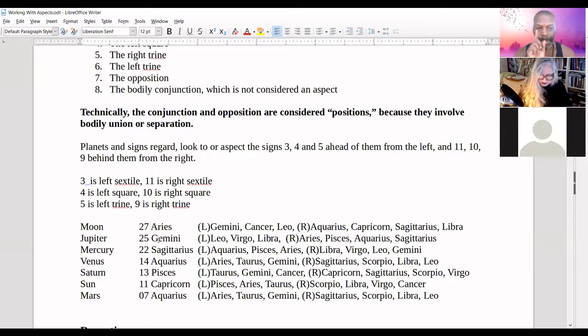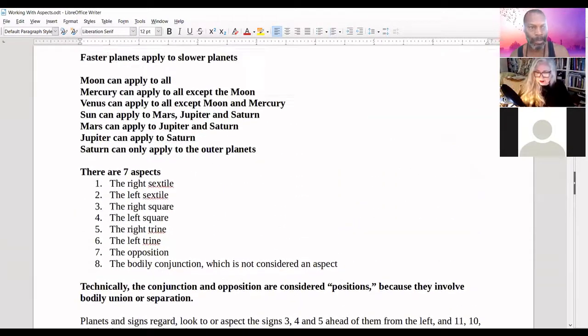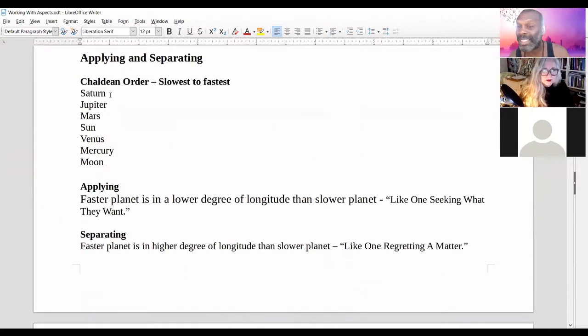So let's take it one at a time via the Chaldean order, okay? Chaldean order starts with Saturn and ends with the moon. That means that Saturn cannot apply to anybody, right? Keep that list in front of you. So now we have what, 4 lists to keep in front of us? We've got the Chaldean order, we've got the numerical order, we've got the who can do what to whom, and then we have exactly to whom is who doing what.